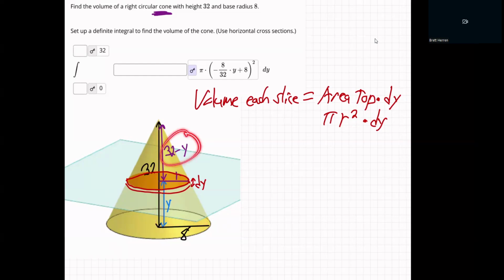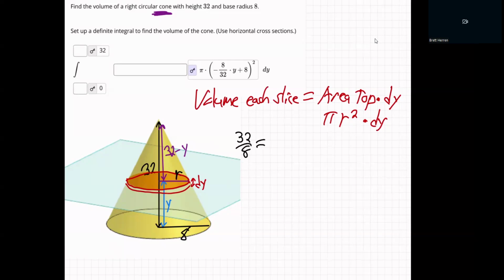So this must be 32 minus y, right? If 32 is the entire height, then y is the bottom part, then subtract that. Take the whole thing, 32 minus the bottom part, you get the top part, 32 minus y. And this is the radius of that little slice, r, right there.